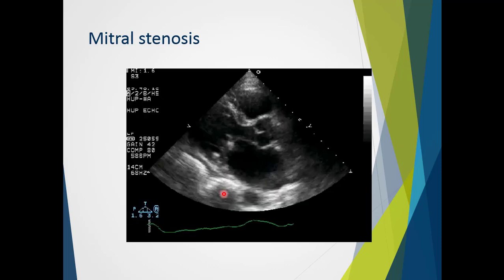Here we have the example of the mitral valve. We can see that there's calcification on the leaflets. We've got this typical doming, this thickening and shortening of the cord A2.